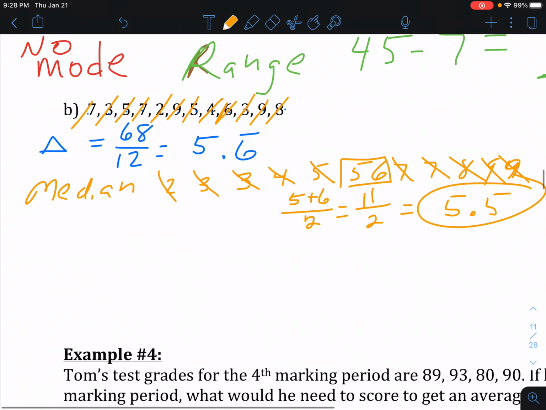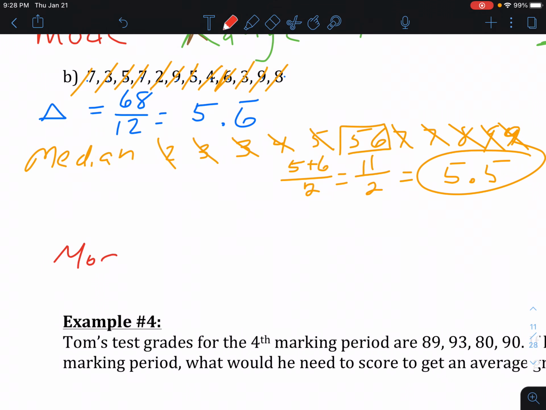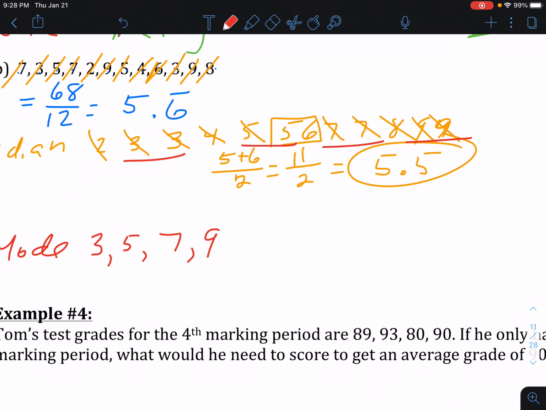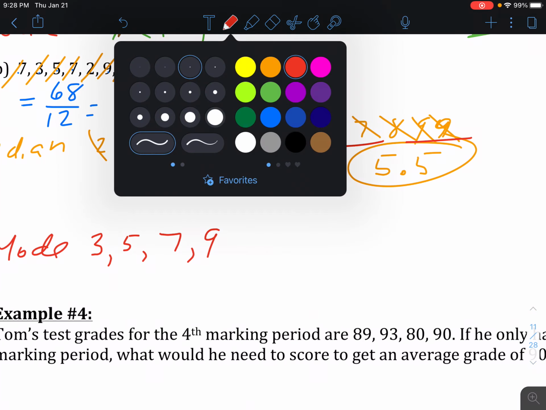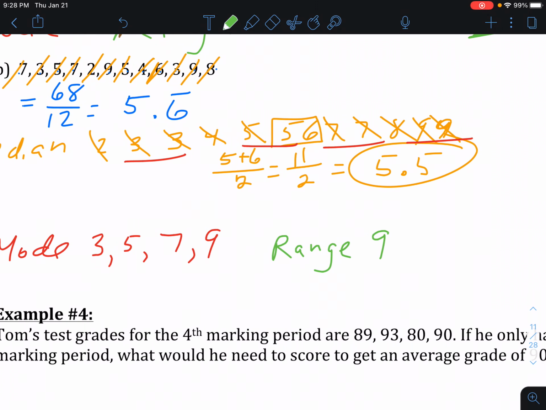All right, next up is the mode. So I'm looking for numbers that repeat. I have 3 appearing twice, 5 appearing twice, 7 appearing twice, and 9 appearing twice. This is a rare case, but we actually have 4 modes: 3, 5, 7, 9. And then finally the range. That will be highest number minus lowest number, so your range is 7.